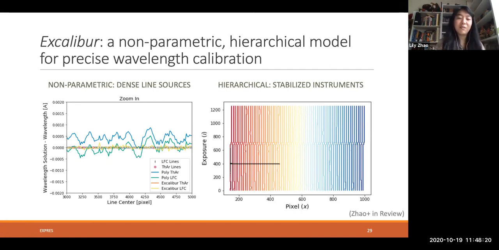And so by taking advantage of how stabilized these instruments are now, we can use every calibration image we've ever taken to form information about where we expect calibration images to show up. And this will help us patch information that's missing and also denoise the information that we do have.